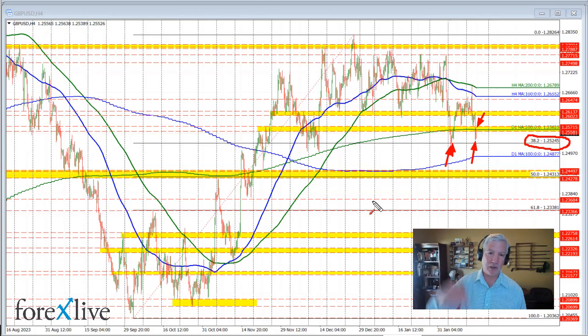So the sellers are trying to keep a lid on this pair. We'll see if they can be successful in doing that. But ultimately, we're going to need to get below that 38.2% retracement level and stay below that level. That is of the move up from the end of September low right here to the December high right here. 38.2 comes in at 1.2524. Need to get below that level. Need to stay below that level to increase the bearish bias. But staying below the 200-day moving average, I'll take that for the bears right now and keep them in control.